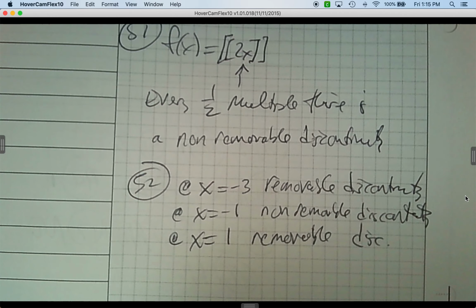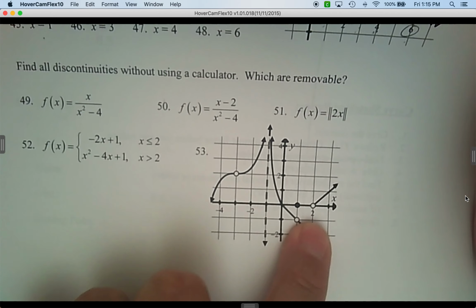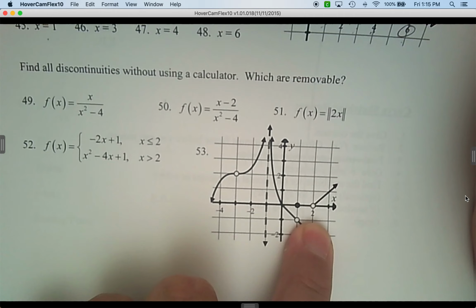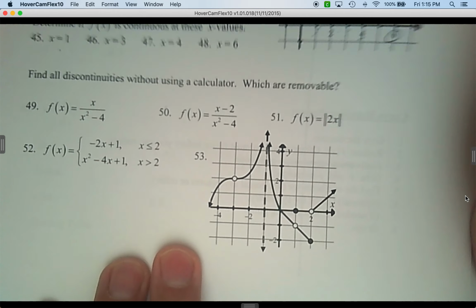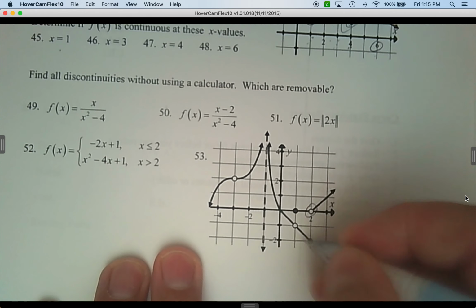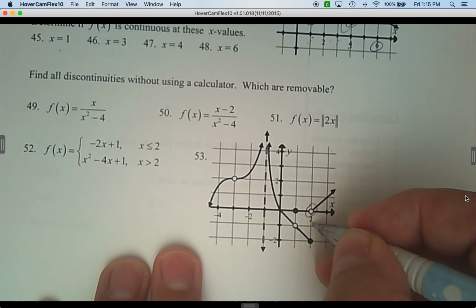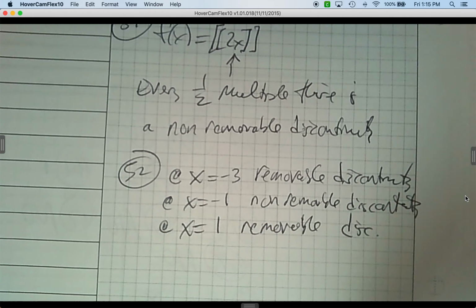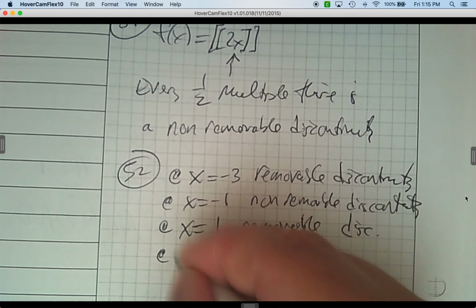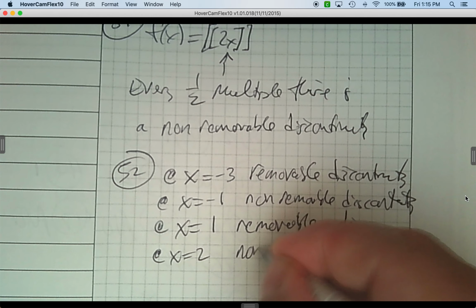And then keep going. Are there any other discontinuities to the right? I see one more. That's when x equals 2. Does the limit exist there? Well, from the right and from the left, there's a jump. The limit doesn't exist there. So x equals 2 is a non-removable discontinuity.